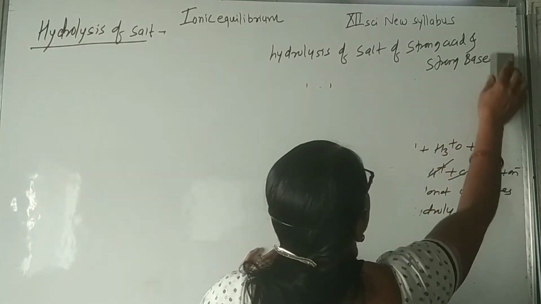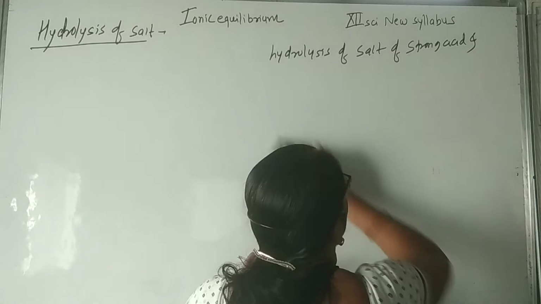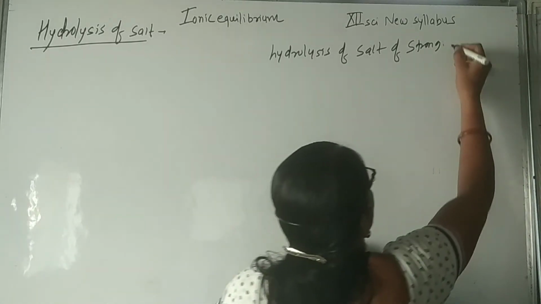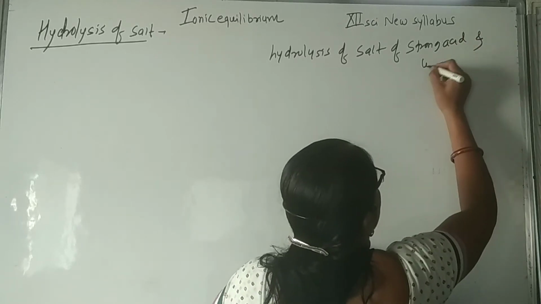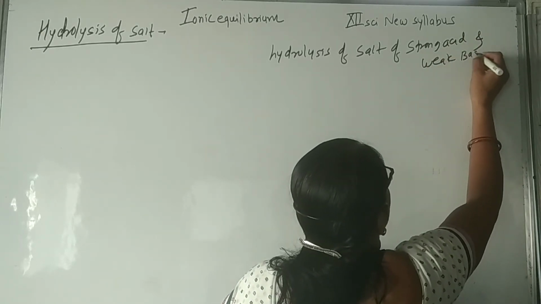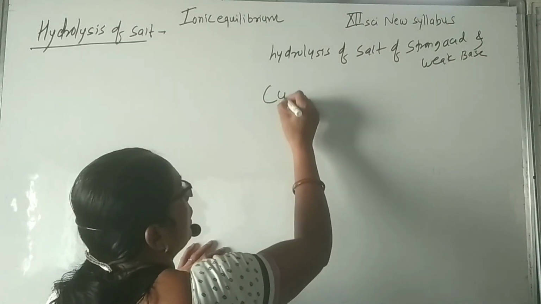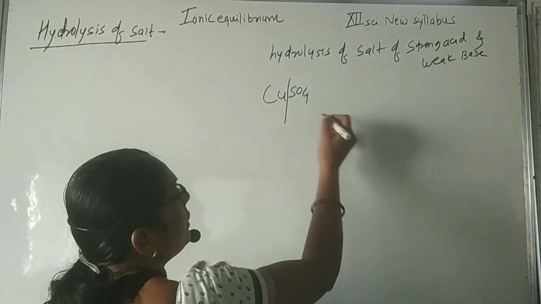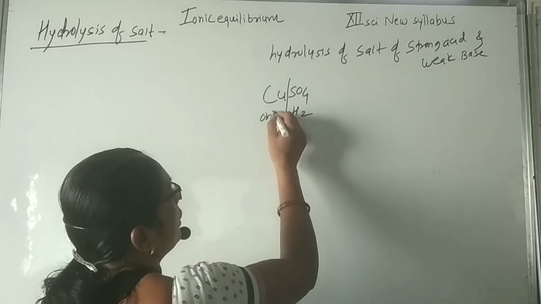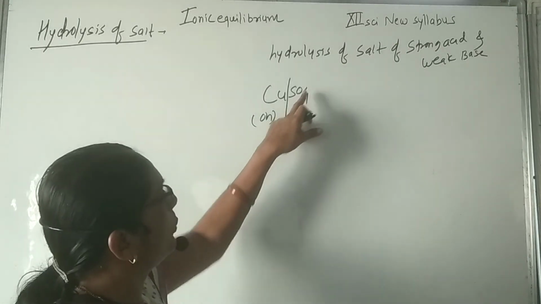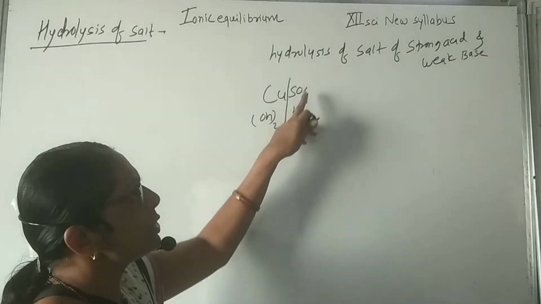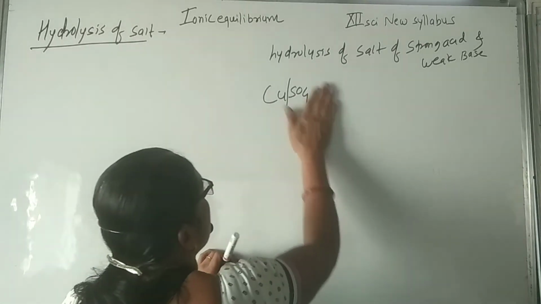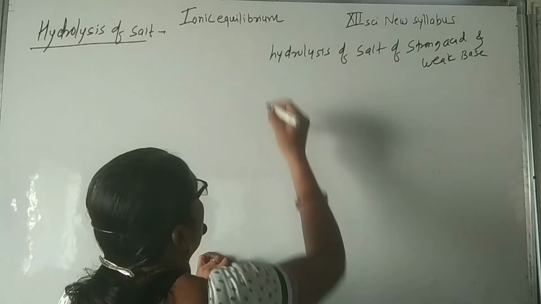Now let us consider next a salt of a strong acid and weak base. For this I consider copper sulfate as an example. It is a salt of a strong acid: if I use water, we get H2SO4 and copper hydroxide. H2SO4 is a strong acid and copper hydroxide is a weak base. So copper sulfate is an example of a salt of a strong acid and weak base.